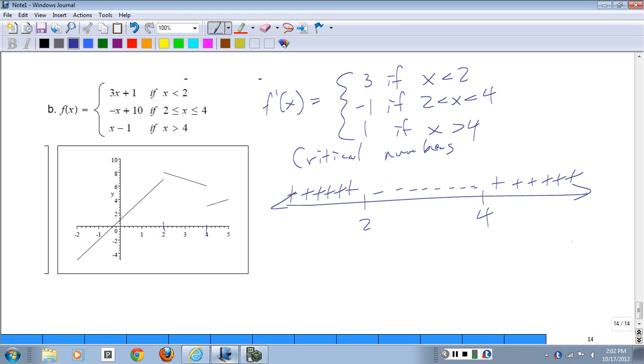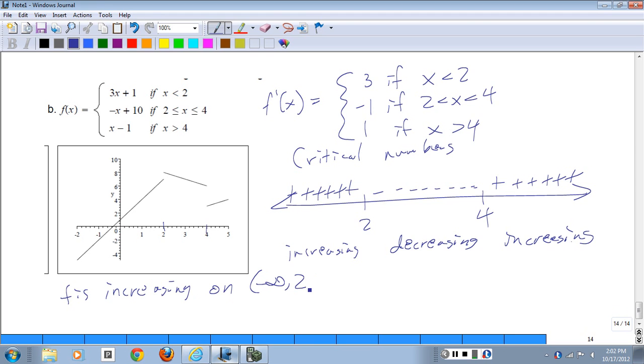So can we say increasing, decreasing, increasing? Well, we can. Let me be as specific as possible. F is increasing on, well, negative infinity to 2. Well, I need dots. There's a dot here, and there's a dot here. There's an open circle there, and an open circle there. Everyone know why? Because this is where the or equal to bars are.